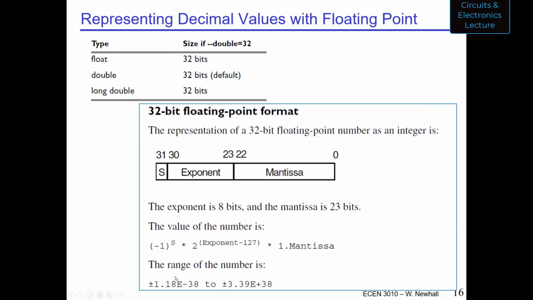So the range of numbers that you can represent, it's huge. Plus or minus 1 times 10 to the -38, right? That's a really small number, to 3 times 10 to the +38, a really big number, right? So positive or negative. And you'd say, well, wait a minute, why use integers? Why not always use floating point numbers?